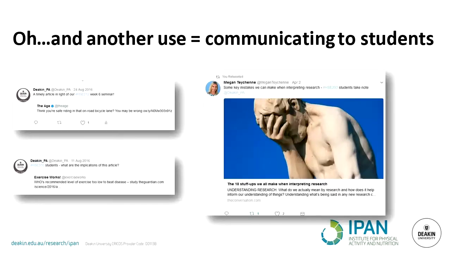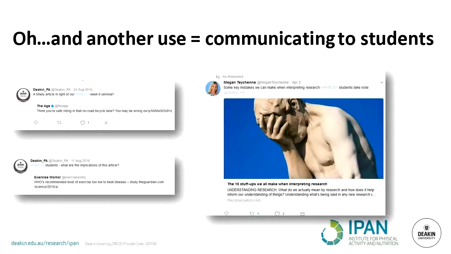And then another use of Twitter is actually just communicating broad information to students. So if we have a look here: a timely article in light of our HSE 212 week 6 seminar. You can see The Age had an article about bicycle lanes and how dangerous they can potentially be, particularly in Melbourne. And that week we actually had a seminar based around the bicycle hire scheme in Melbourne, and what are some of the problems with it and what are some of the great things about it.